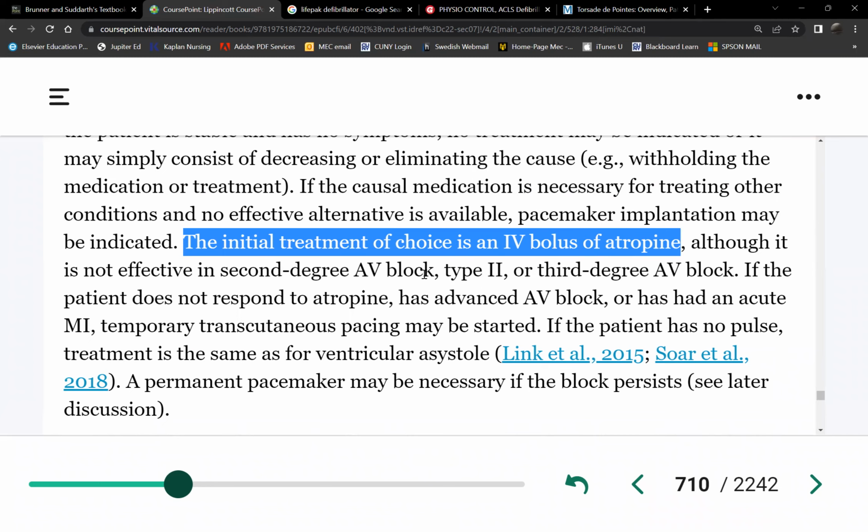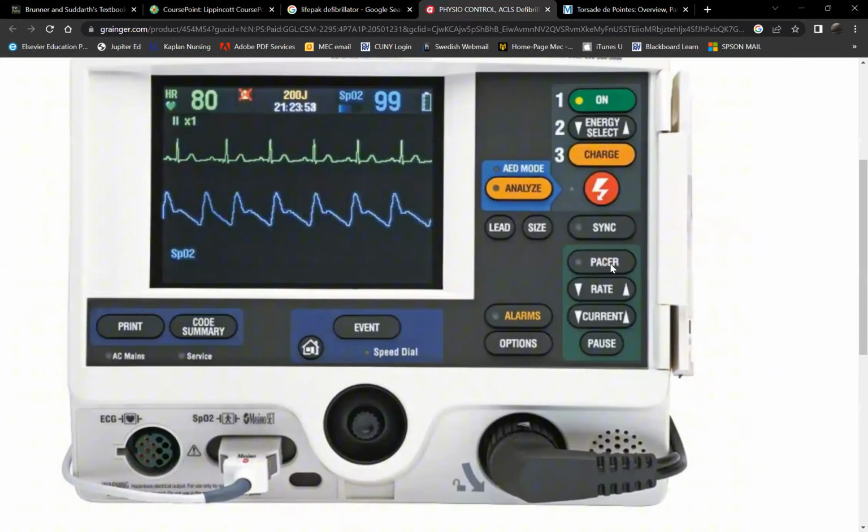Now, if the doctor orders a pacemaker, we always start with a temporary pacemaker, which is your defibrillator. So you grab your defibrillator, put on your pads, turn on the pacer function. It will act like a pacer. You have your patches, one here, and then it will fire small electrical impulses. So this is obviously an external pacemaker.